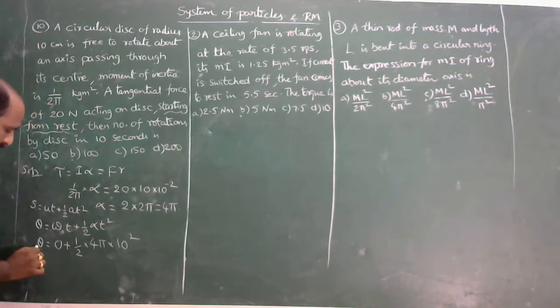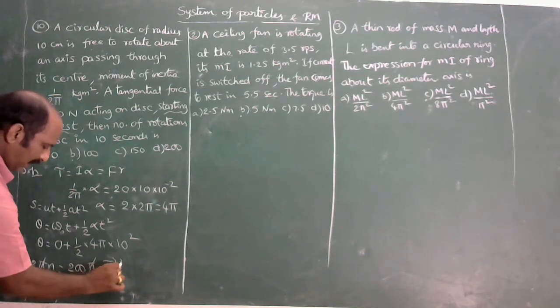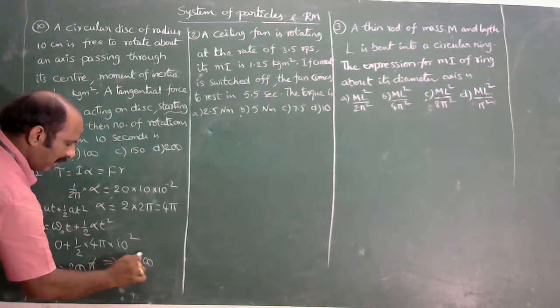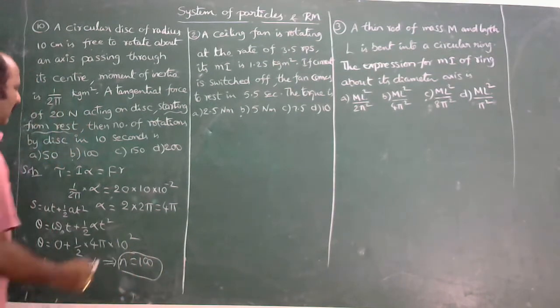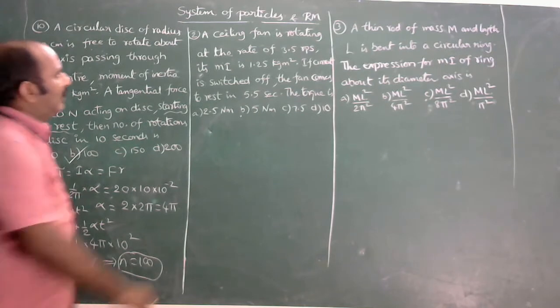You know theta can be written as 2 pi n, is equal to 2 pi into 100, 200 pi. From this we get n value is 100. So the number of rotations by the disk is 100. The option B is correct.